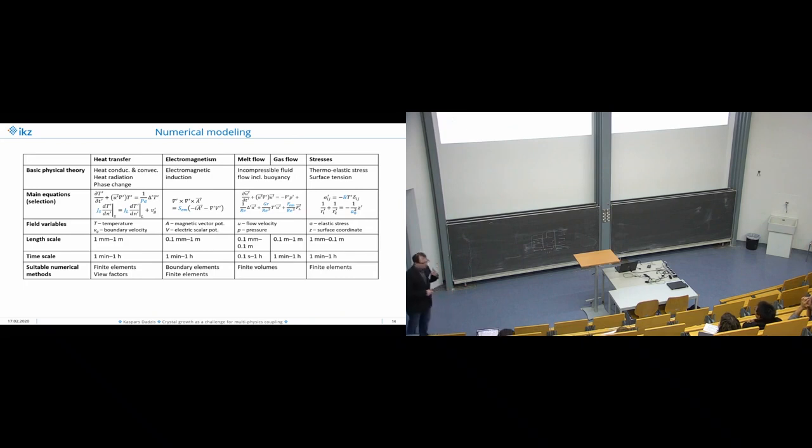Well, but the basic theory is still quite simple. I mean, for heat transfer, you need just heat conduction. You need some special boundary conditions because you have moving phase boundaries for the phase change. For electromagnetic induction, you need to solve the equations for the vector potential. For flow, it's well known, the Stokes equation, maybe with some additional terms for the forces which are induced by the inductor in the melt. And also some equations for the thermal stress or for the tension on the free surface which we have on the top of the melt.